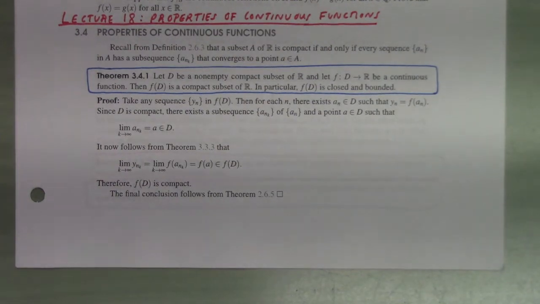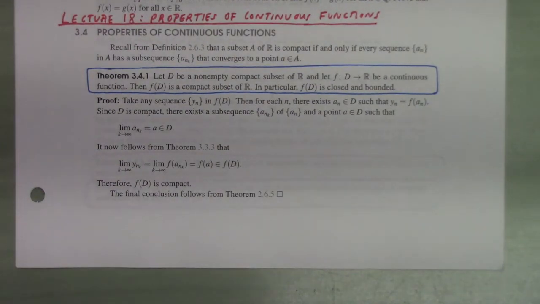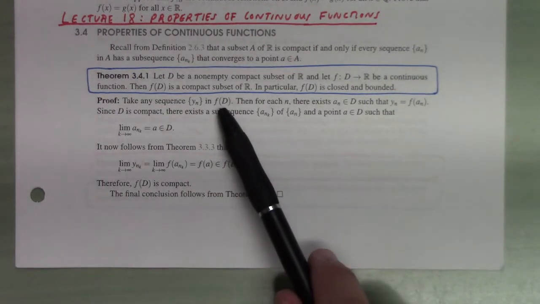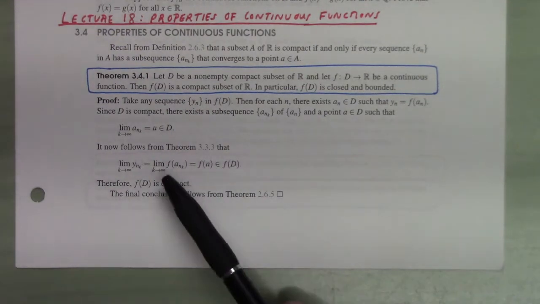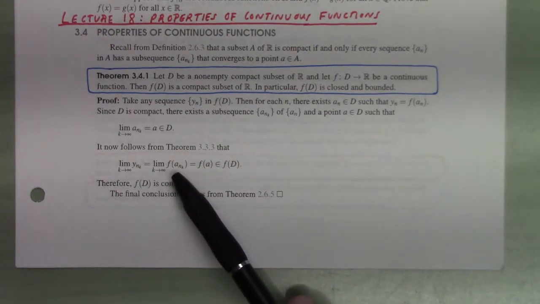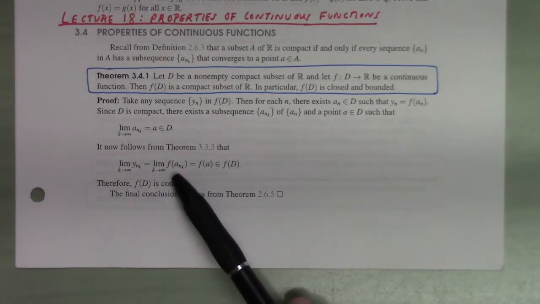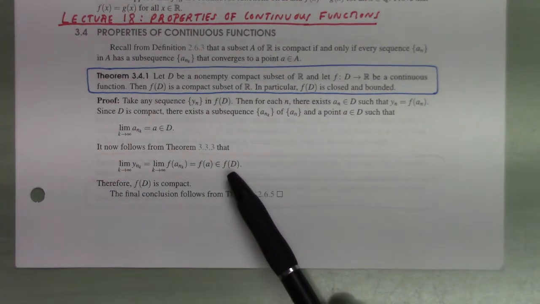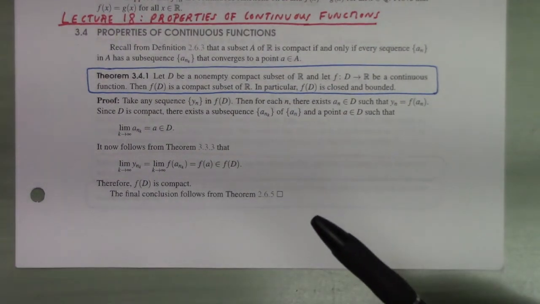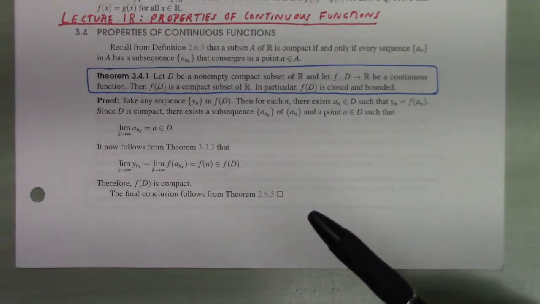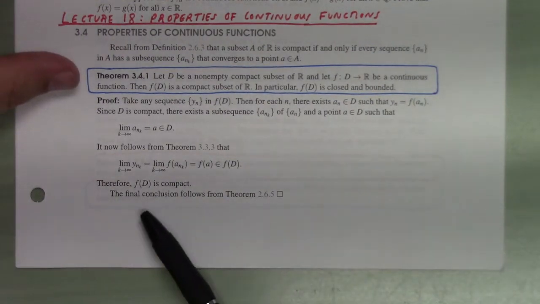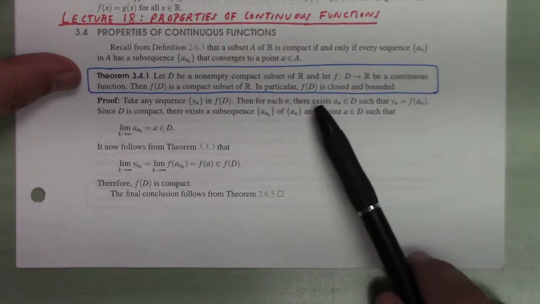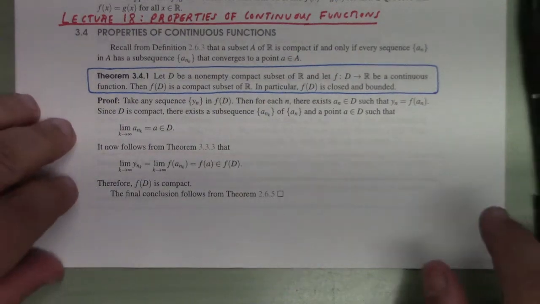Right? Because we took a sequence in f of D, and we showed that there was a subsequence of that sequence, namely y_{n_k}, and the limit of that subsequence is in fact a value which is in f of D. Good. And he says the final conclusion follows from theorem 2.6.5, which said that compact implies closed and bounded. All right.